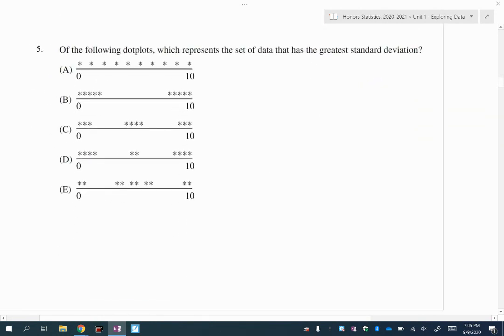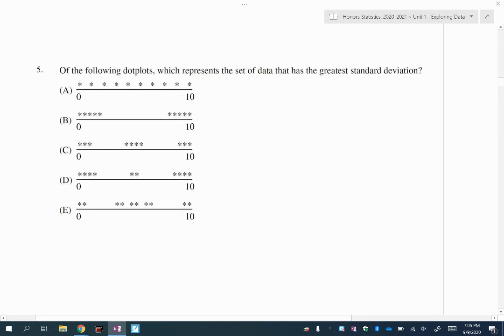Number 5. Of the following dot plots, which represents the set of data that has the greatest standard deviation? This problem is why I chose this problem. It's very similar to number 4, right? If the idea is that all of these data values have a similar mean around the middle here of 5, right? If the mean is similar on all 5 of them, we're looking for the one that has the most data values the farthest away from the mean, all right?